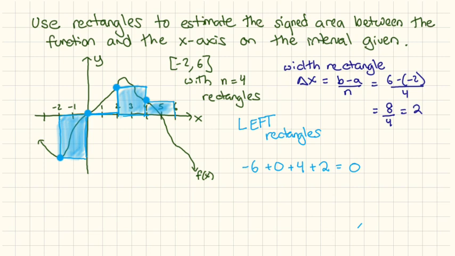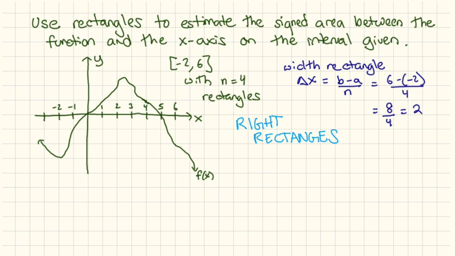Now let's try right rectangles. If I'm doing right rectangles, if I was looking at just the very first rectangle on the left side, the rightmost point would be at 0. I can also do these starting from the right, which might be slightly easier. So if I look at the rightmost point of the rightmost rectangle, it is going to be at 6. And the value of my function at 6 is -2. So this rectangle goes down to -2 and has a width of 2.